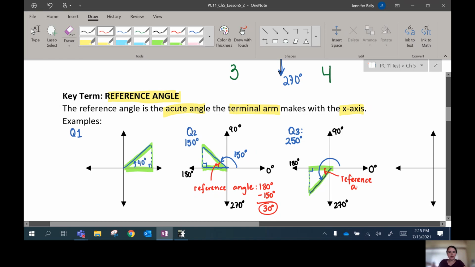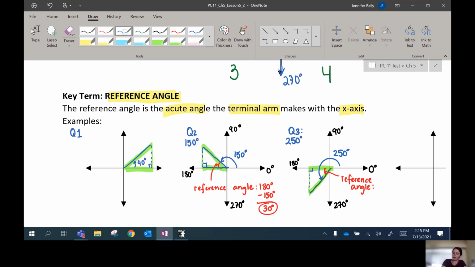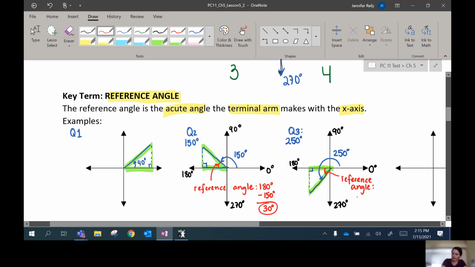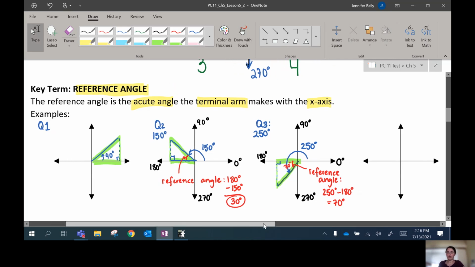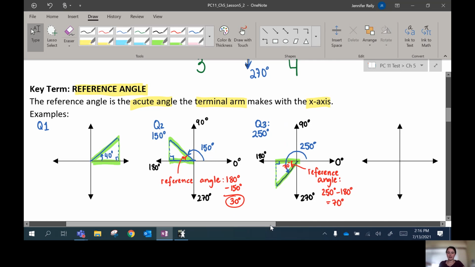So the way I would calculate it this time, the entire angle is 250 degrees. So I would take 250 minus 180, and I'm going to get what's left over, which is the reference angle. 250 minus 180 would be 70 degrees. So this little angle in here is 70 degrees. That's my reference angle, and I would use that when I'm doing my trigonometry on the right triangle there.